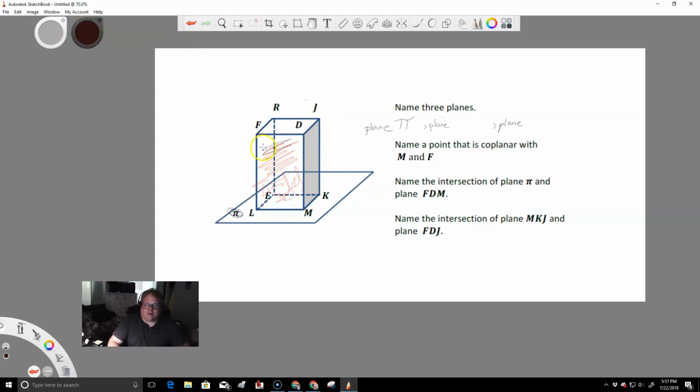I'm going to pick 3 letters, and it can be any 3 letters out of the 4 on that front face. So I'm just going to pick any 3. I'm going to do F, D, L. Again, there's lots of different answers to this. The most important thing is there's only 3 letters when you name a plane. Do not give me 4 letters. That's something different. Okay. Alright, this one that's already shaded for me, I might as well use that one.